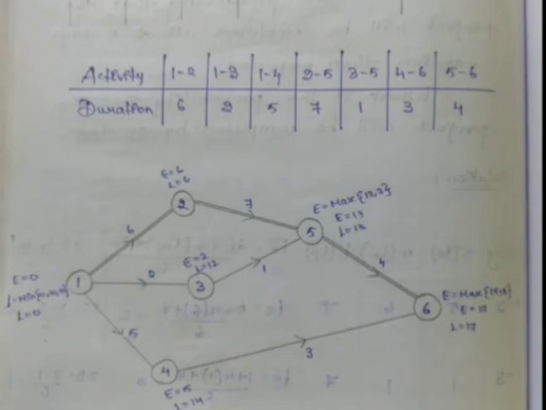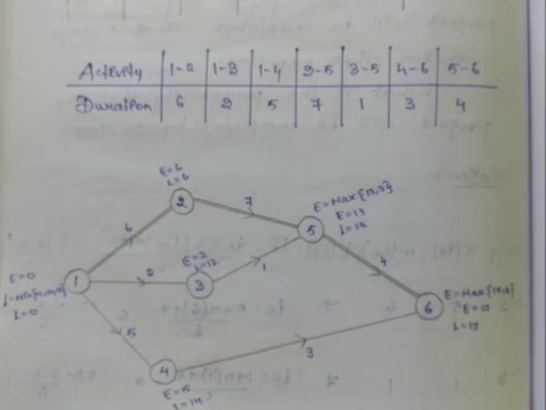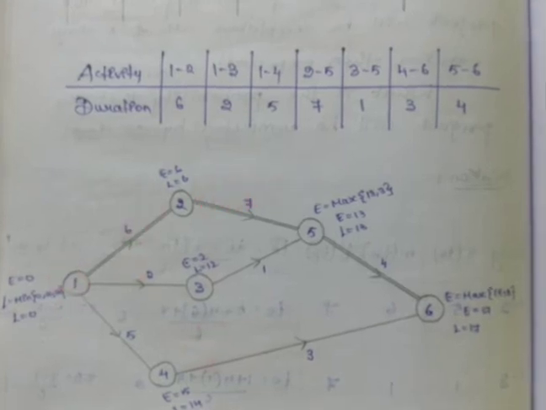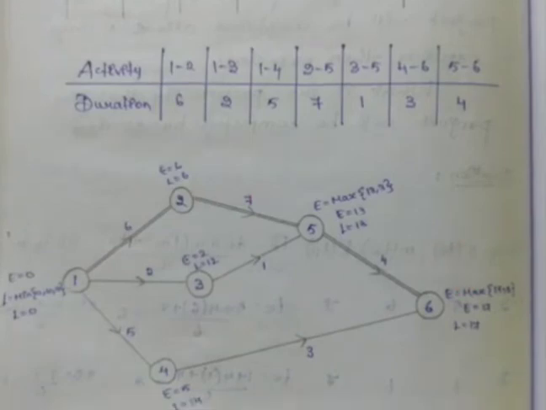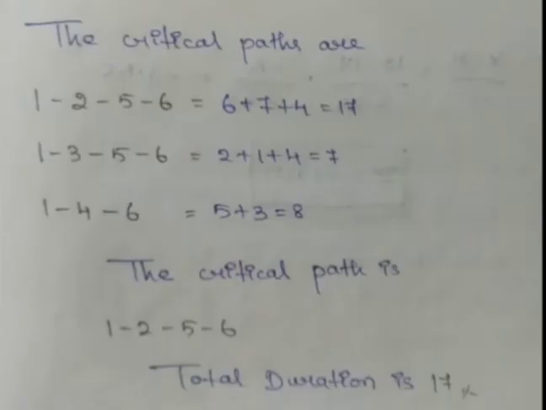Now we have to come with the critical path. For the critical path, the E value and L value will be equal, meaning we have to go along that path. Here the third activity and fourth activity have different values. So 1 to 2, 2 to 5, 5 to 6 is your critical path. The duration is 6 plus 7, 7 plus 4, that is equal to 17.